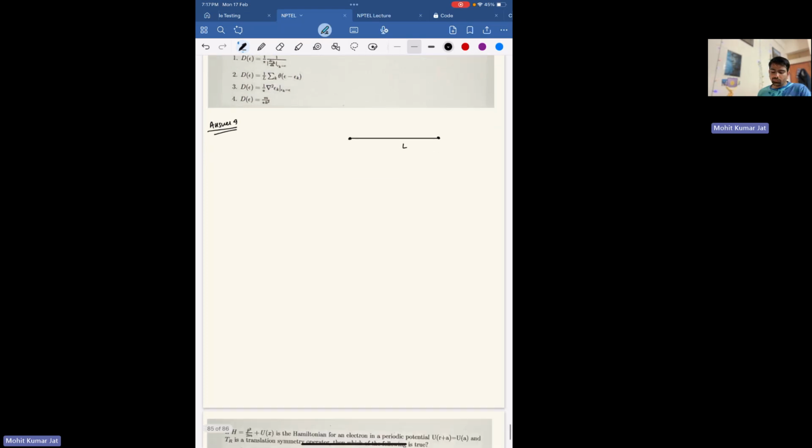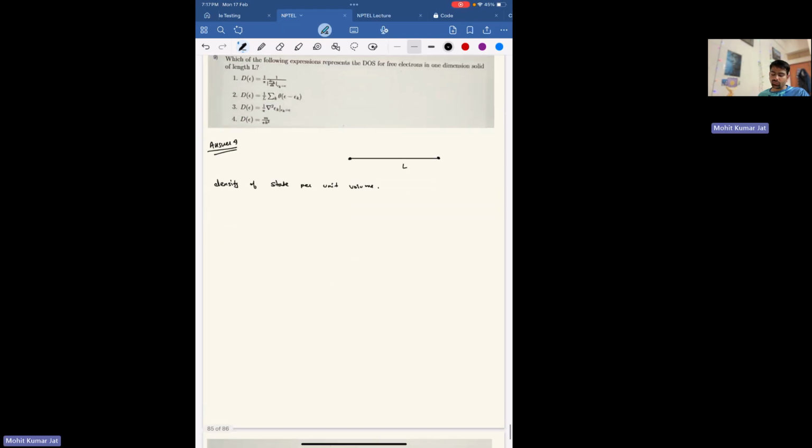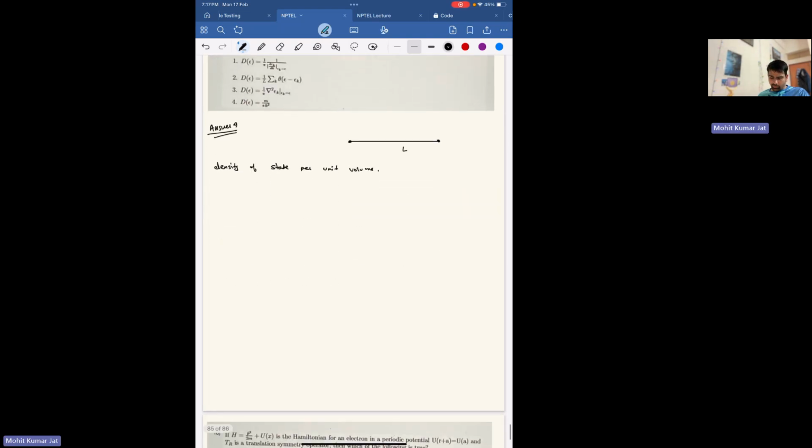Okay. So, the density of states. I think in this question they are asking per unit volume also. I think that's what they're asking, density of states. Generally, that's what it means, the density of states.